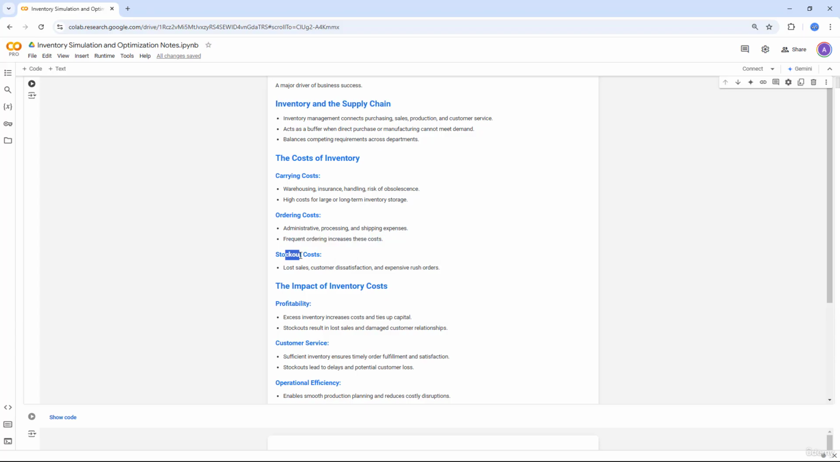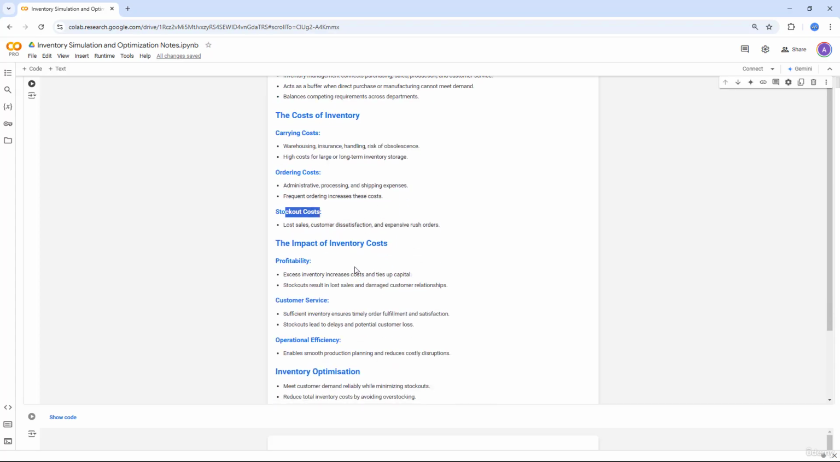Then we have the stock out cost, and this is basically the loss you incur if you cannot supply the customer at the right time. And also you might rush in to restock the items, which would cost you more. And amongst other things, it will also increase your customer dissatisfaction levels.